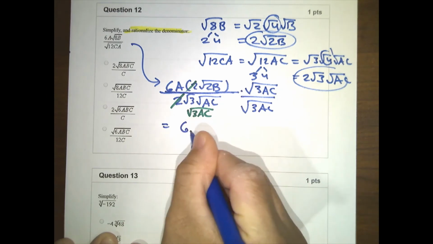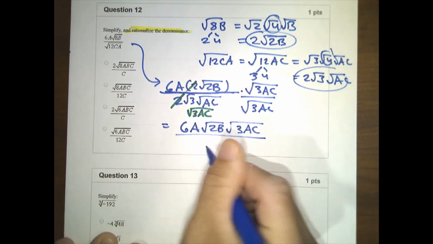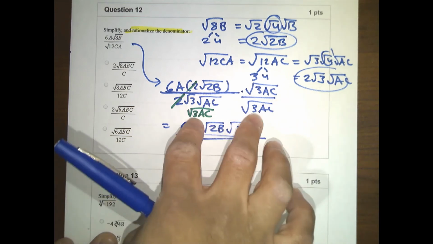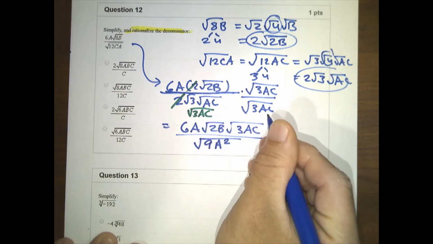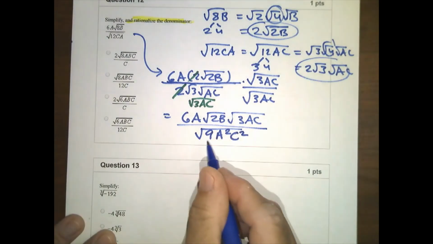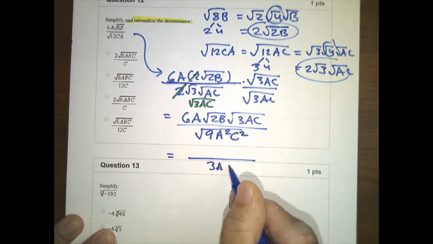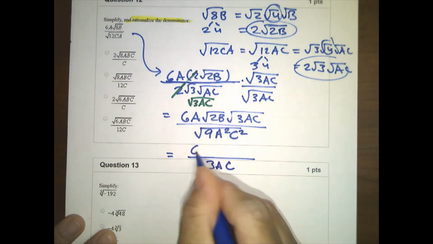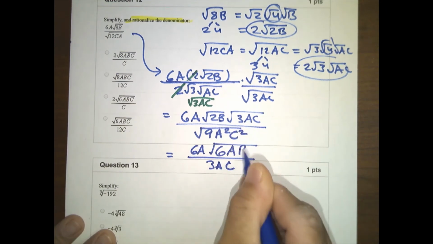So in the numerator, I have 6a, square root of 2b, square root of 3ac, and then I have the square root of 3ac times 3ac in the denominator, so that's 3 times 3, 9, then a squared, and then we have the c squared. Alright, so then the square root of 9 is actually 3, and the square root of a squared is a, and the square root of c squared is c. So then if I look at what's left, I have 6a, and then under the square root, 2 times 3, 6, and then I have b times ac, or abc.